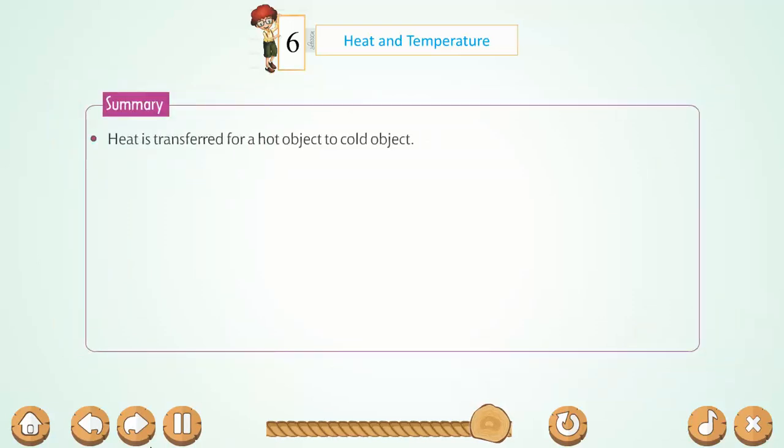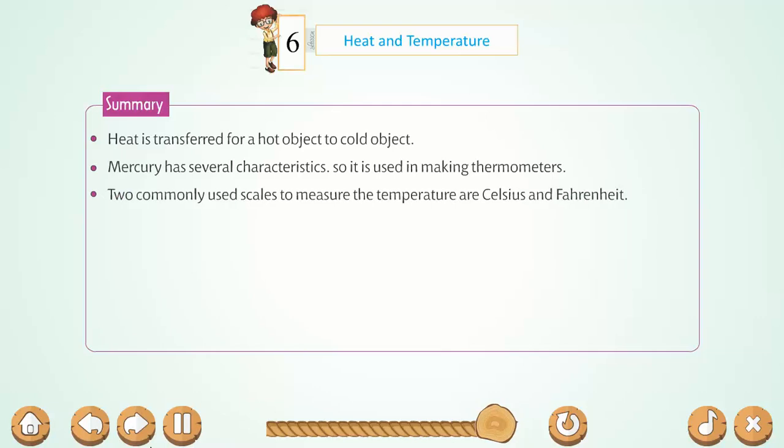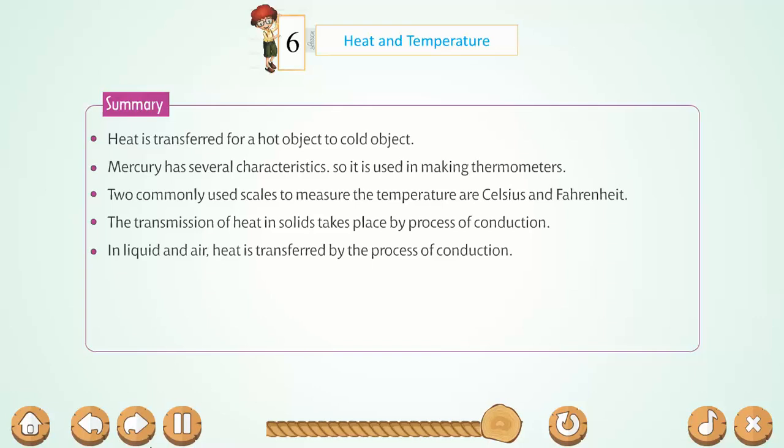Summary. Heat is transferred from a hot object to a cold object. Mercury has several characteristics, so it is used in making thermometers. Two commonly used scales to measure temperature are Celsius and Fahrenheit. The transmission of heat in solids takes place by the process of conduction. In liquids and air, heat is transferred by the process of convection.